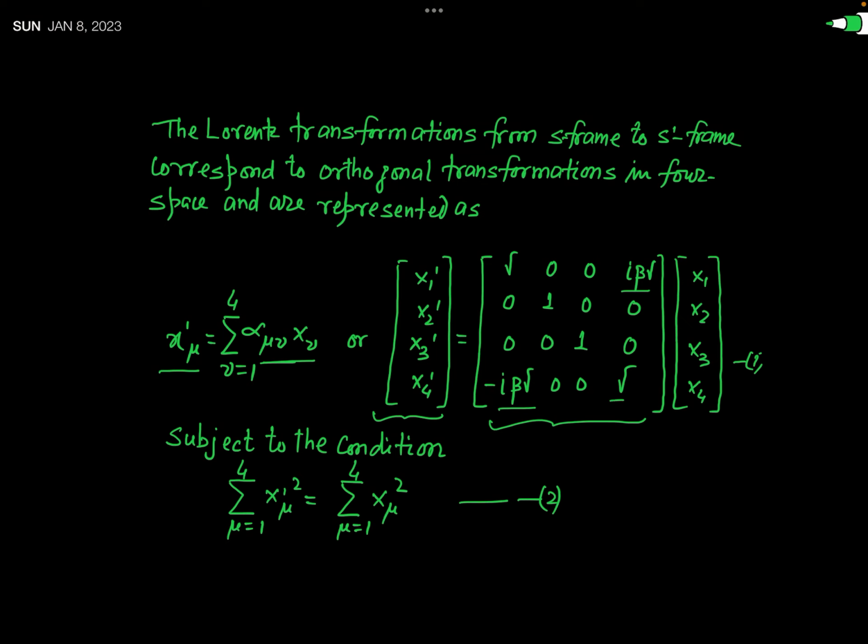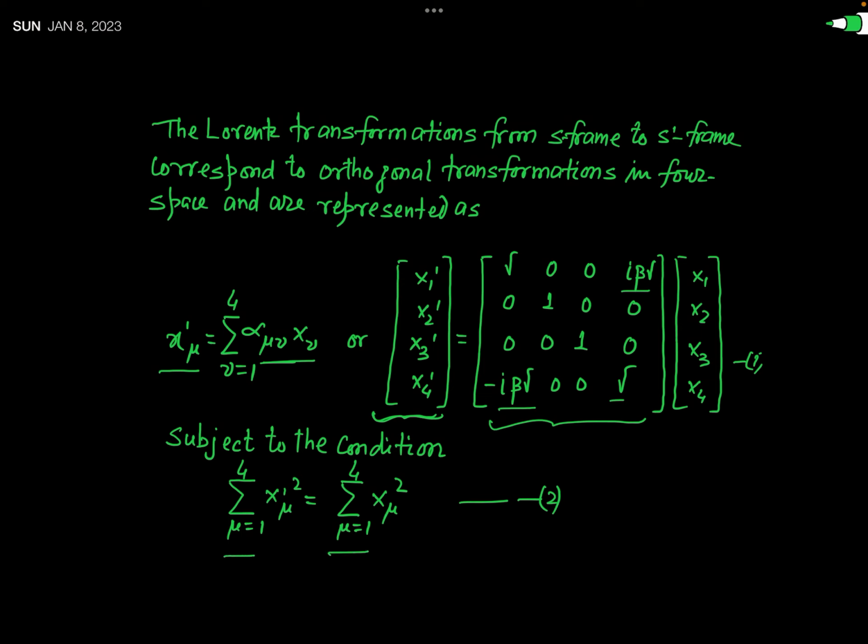This is the transformation matrix, and when it operates on the coordinates x1, x2, x3, x4 of coordinate system S, it simply transforms them into the respective coordinates of the S prime frame, which are x1 prime, x2 prime, x3 prime and x4 prime. This is actually the Lorentz transformation equations in matrix form. But this transformation is valid only when the condition mentioned here in equation 2 is satisfied.